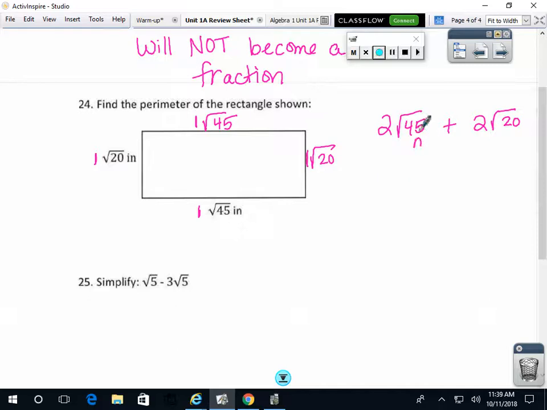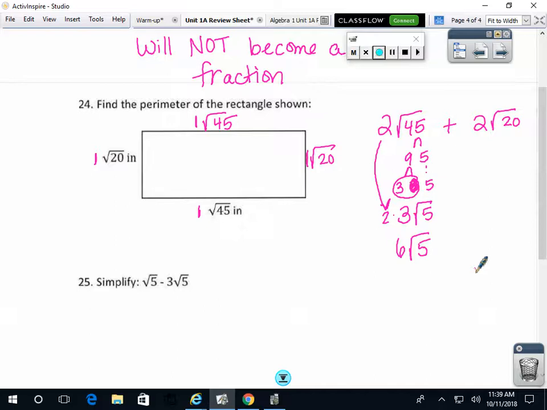Okay, what are some numbers that multiply to make 45? 9 times 5. And then 9 is 3 times 3. 5 is prime. So we circle up the 3's, kill 1, kick out 1, keep the 5 on the inside. And don't forget about the 2. That will make it become a 6 on the outside.